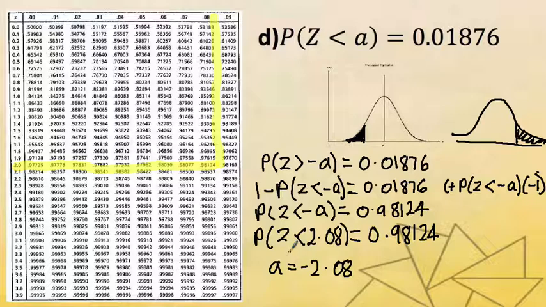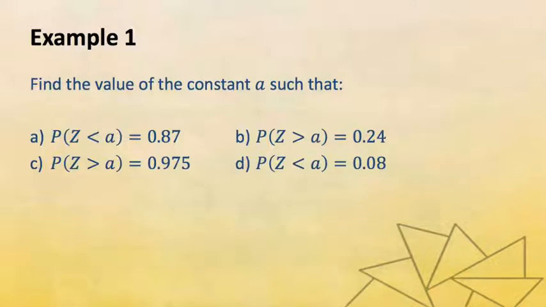Okay then. So now let's move on and have a look at using the percentage points table. Percentage point tables allow us to read any percentage, the probability for any percentage. So let's have a look at these examples. Here we have find the constant a such that probability z less than a. You can see here I've got 87%, 24%, 97.5%, and 8%. Now the way we read these tables is very similar. So let's have a look at these 4 examples.